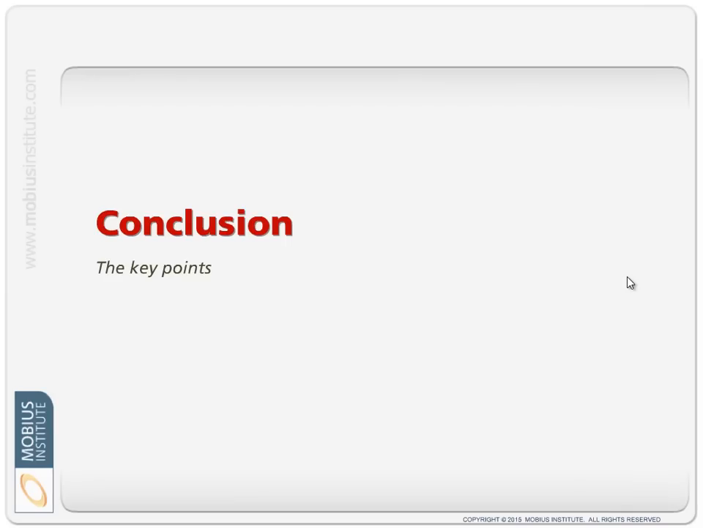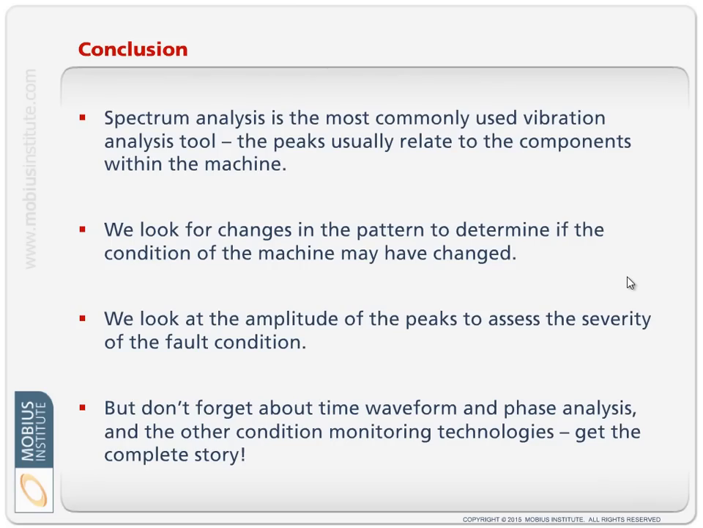So there's lots of things we could talk about with all these topics, but what I'd like to do is just summarize what I think are some of the more important points. So spectrum analysis is the most commonly used vibration analysis tool. The peaks that you see normally relate to the components within the machine: the shaft, the vanes in the pump, the bearings, and so on.